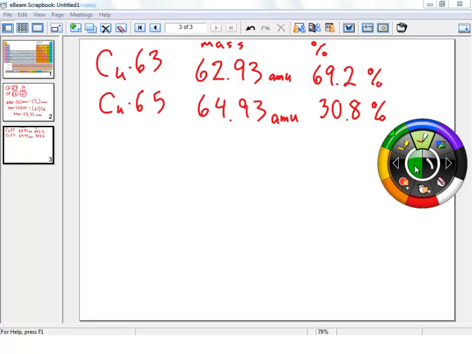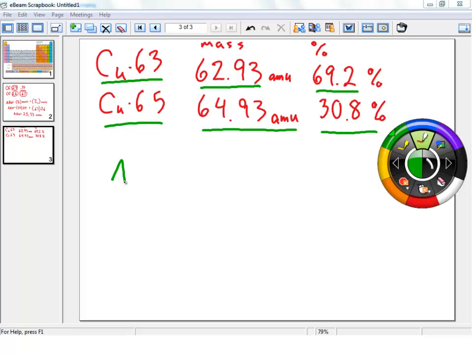So here we find the information that was on that last PowerPoint slide. We have the mass of copper-63. That's 62.93 atomic mass units for a percentage of 69.2. And 65 has a mass of 64.93 and an abundance of 30.8.